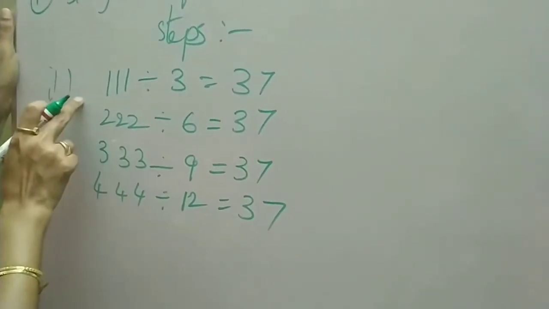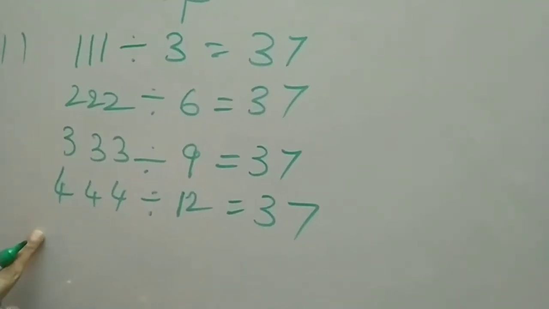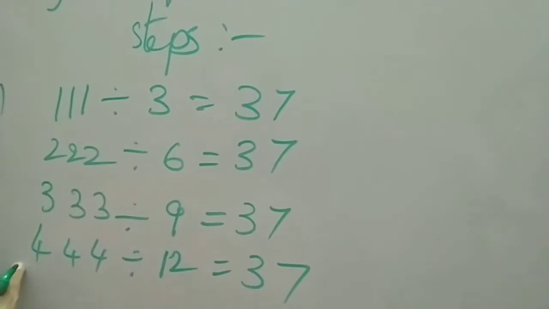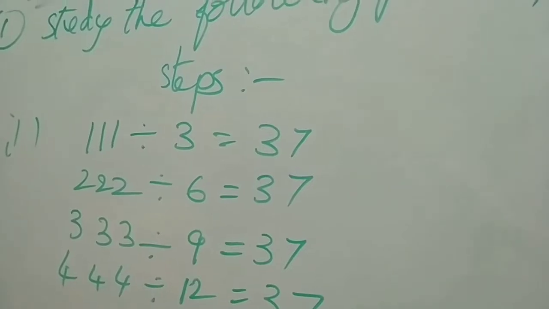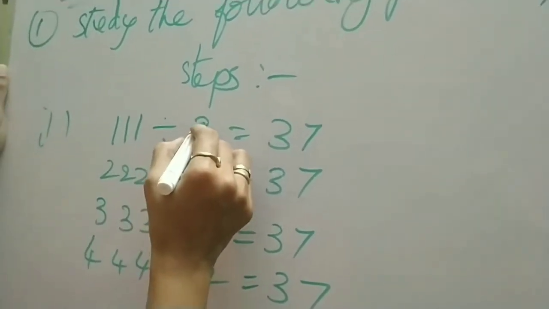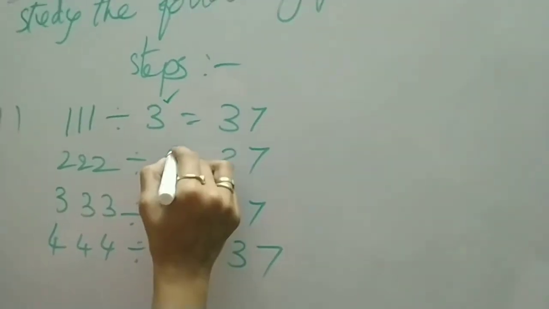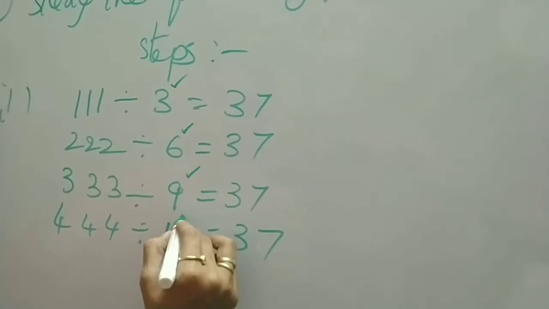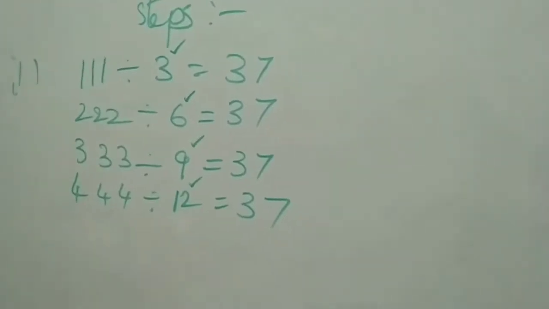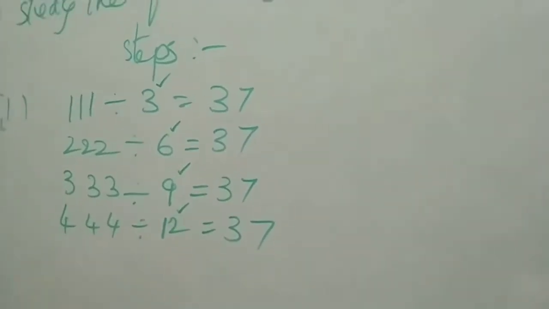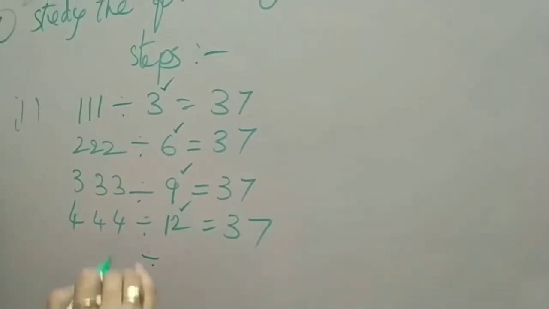But here the number is increasing by 111. If you observe here, 111 is increasing. Next, we are dividing with 3, next with 6, next with 9, next with 12. If you observe, these are multiples of 3. So you have multiples of 3. From this you can blindly write the next 3 steps.